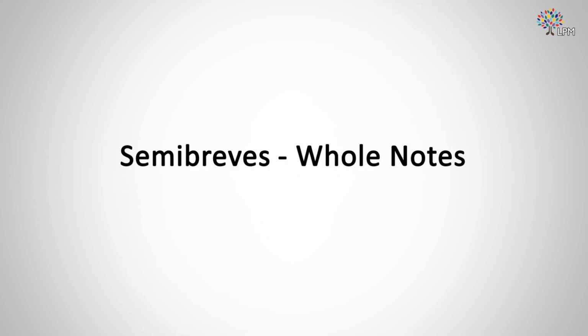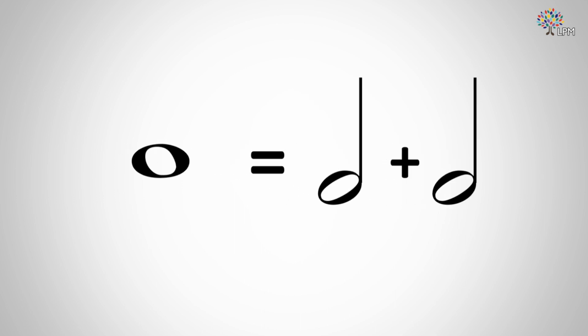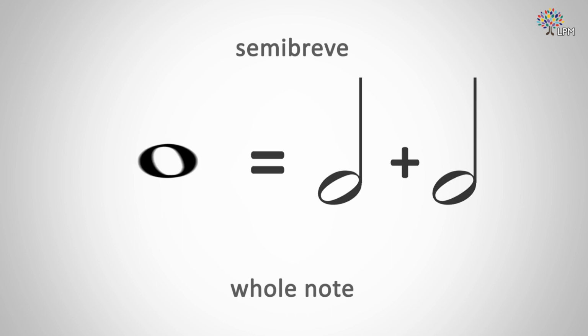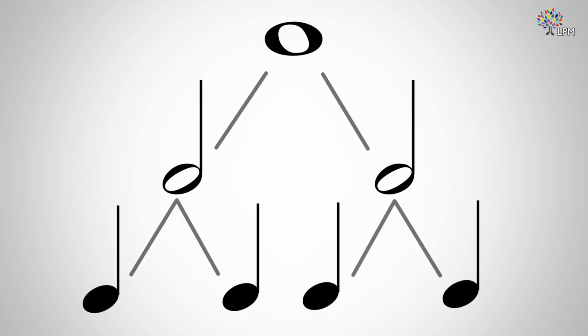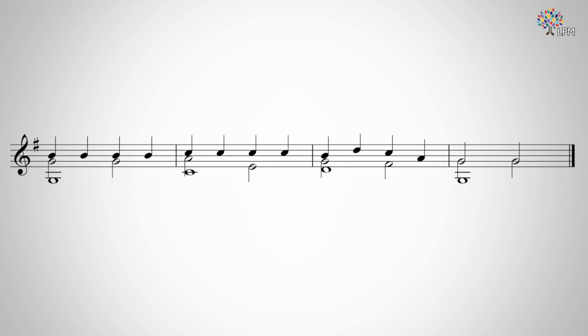Semibreves or whole notes. And of course, the half note must be half of something. That's the whole note. Also called the semibreve, it looks like a big, bold oval without a stem, like this. So the semibreve will have the same duration as 2 minims or 4 crotchets. If the crotchet is 1 beat, the semibreve is 4 beats. Here's a different version of that same melody we showed earlier, combining crotchets, minims, and semibreves.